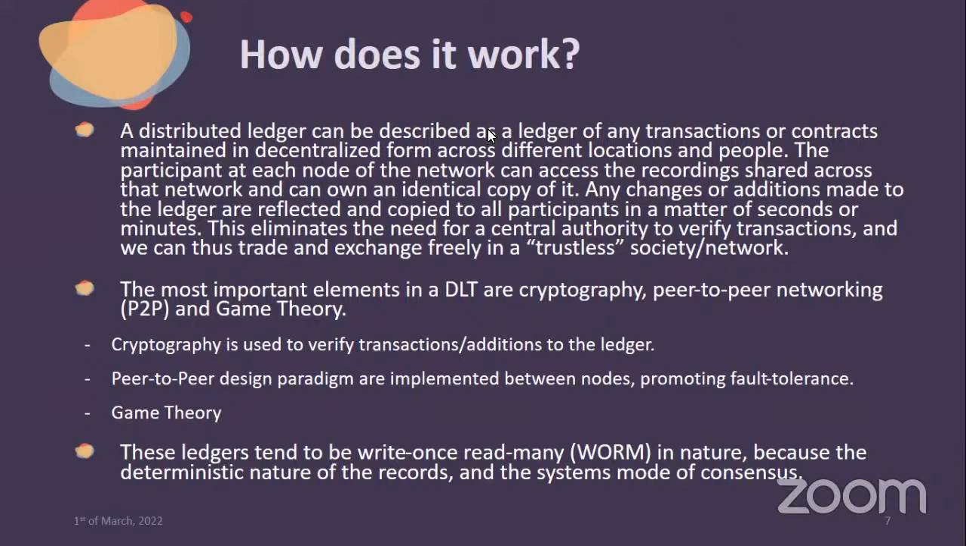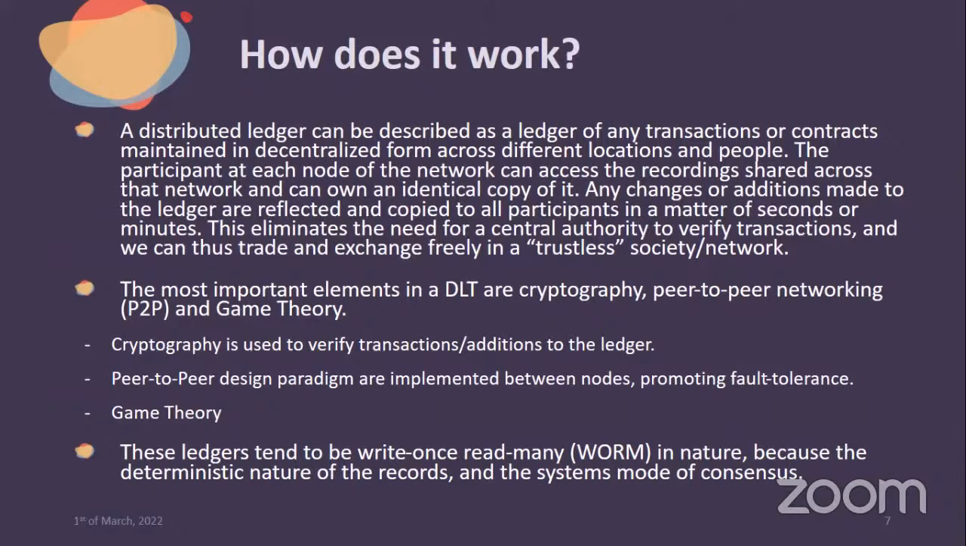These ledgers tend to be write once, read many in nature because of the deterministic nature of the records and the system's mode of consensus. What that basically means is that it's relatively impossible to make a change to a blockchain record because it's immutable. Each party has agreed on its veracity and has added it to the record. To change that would mean changing the history of all blocks that were built on top of that particular block. So it's relatively impossible to do that. It's write once, read many, so you can't really modify data in a blockchain.